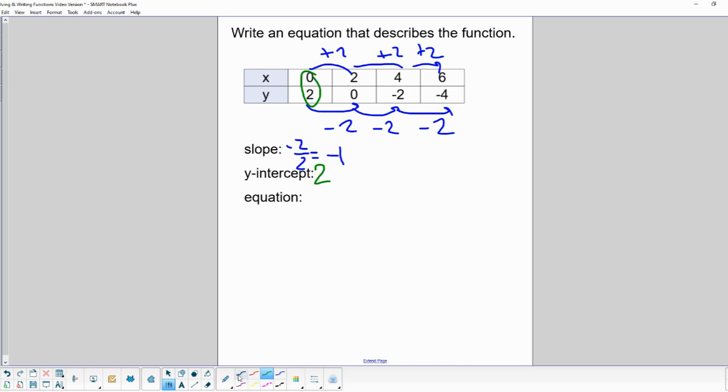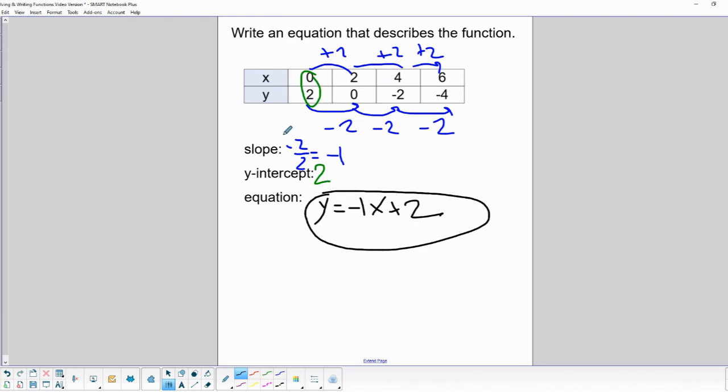So let's write our equation then. y equals negative 1x plus 2. So this is starting to look easier and easier each time we do one of these. We just need to find the slope, the y-intercept, and write the equation or the function.